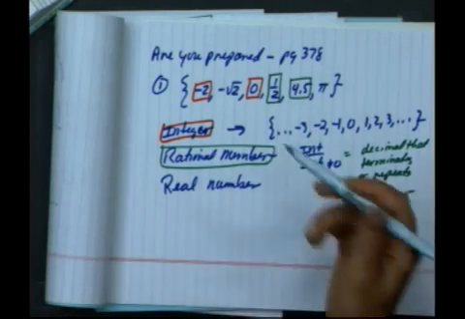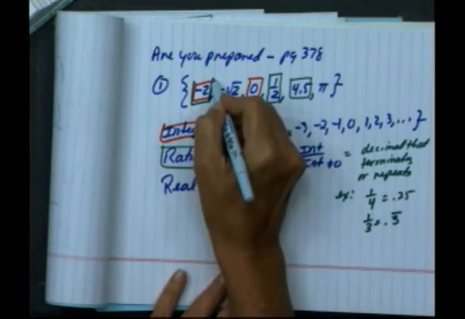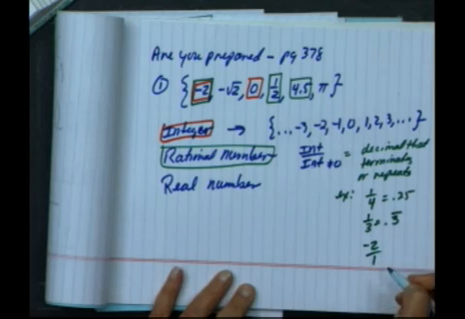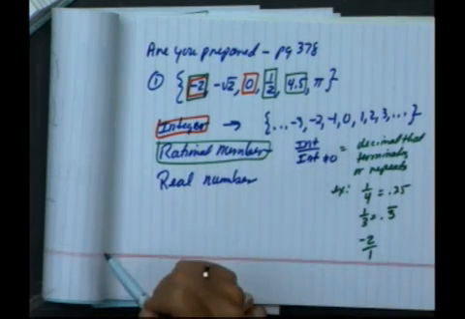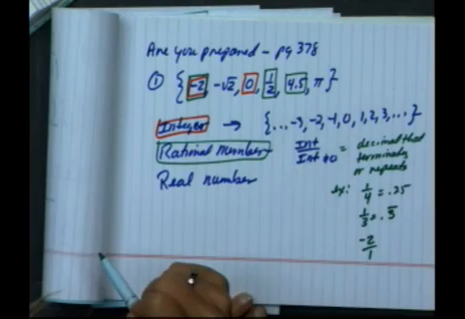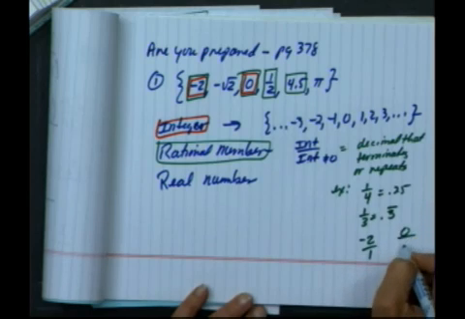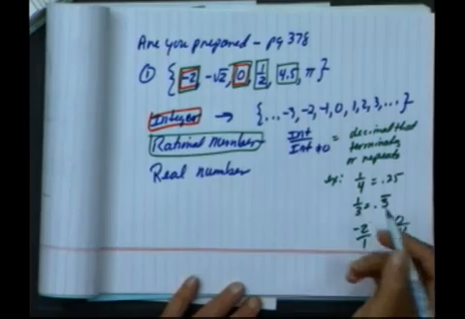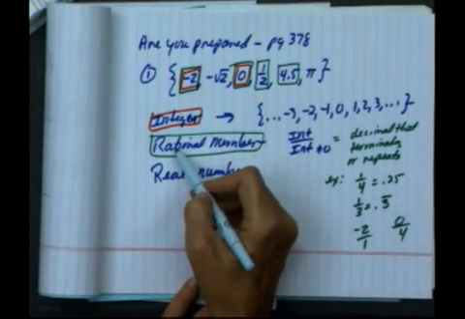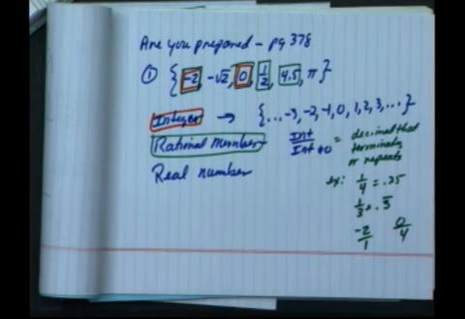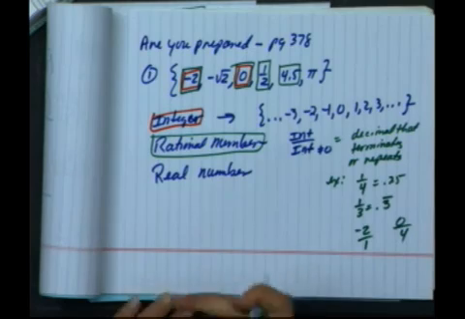There's -2. -2 is also a rational number because you can write that as -2 over 1. What other rational number do you see? 0 is a rational number because you can write that as 0 over any other number that's not 0, like 0 over 4. The integers are a subset of the rational numbers. All right, what about real numbers?